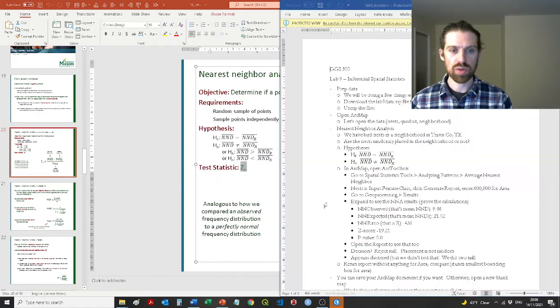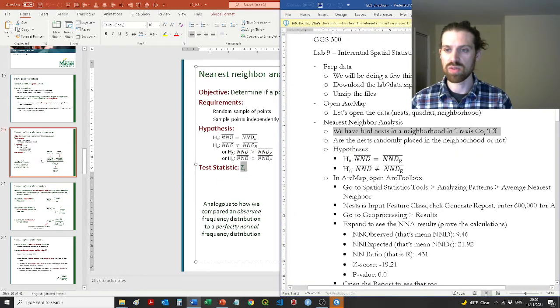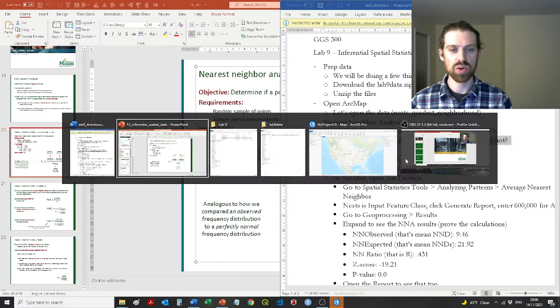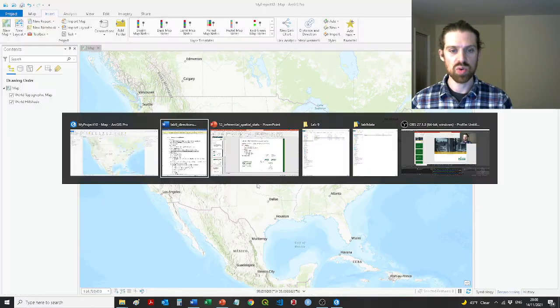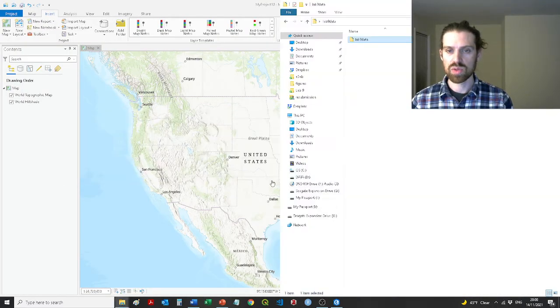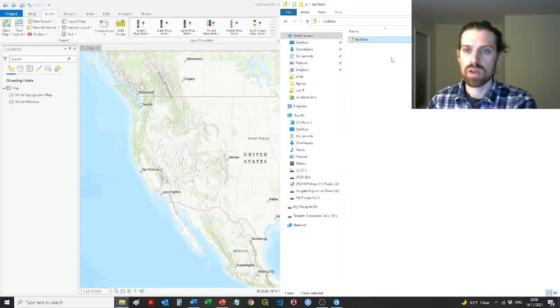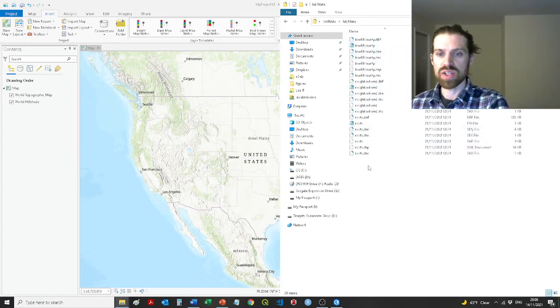So what I'm going to do is start with this bird nest data that we've got for Travis County, Texas. The question is, are the actual nests that we've got placed randomly in a neighborhood or not? So we need to go to our data, which we've got here, and go to the nest data, which is here.